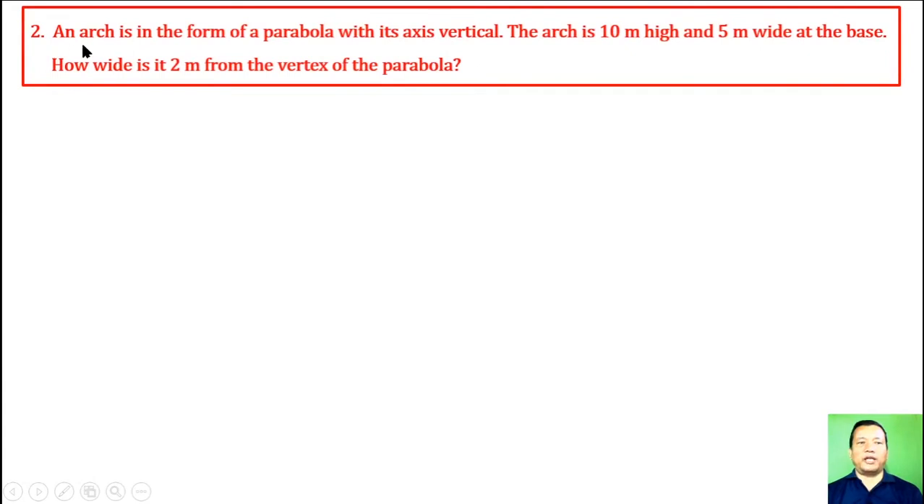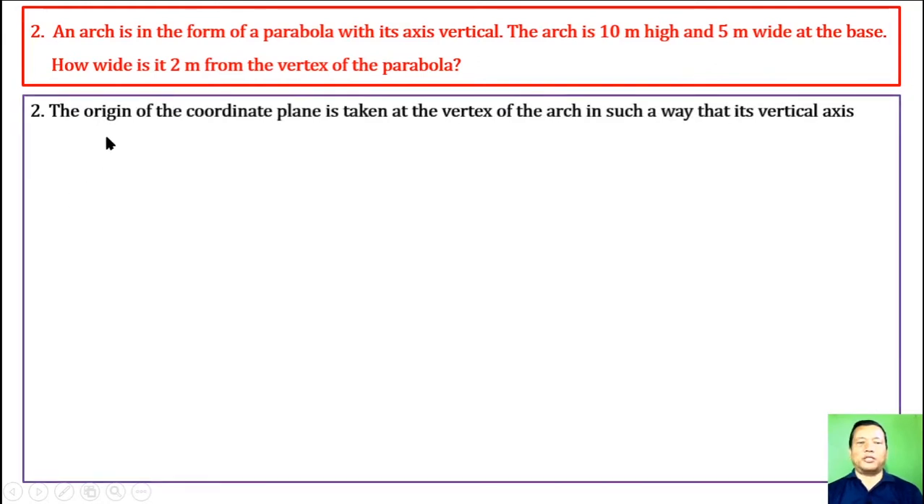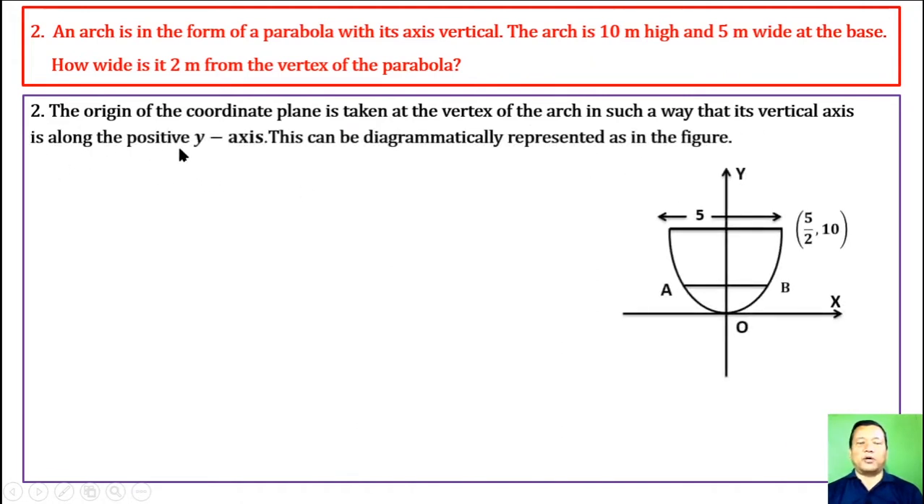Question number 2. An arch is in the form of a parabola with its axis vertical. The arch is 10 meter high and 5 meter wide at the base. How wide is it 2 meter from the vertex of the parabola? The origin of the coordinate plane is taken at the vertex of the arch in such a way that its vertical axis is along the positive y-axis. This can be diagrammatically represented as in the figure. This is the arch whose vertex is at the origin, whose axis is along the positive direction of the y-axis.